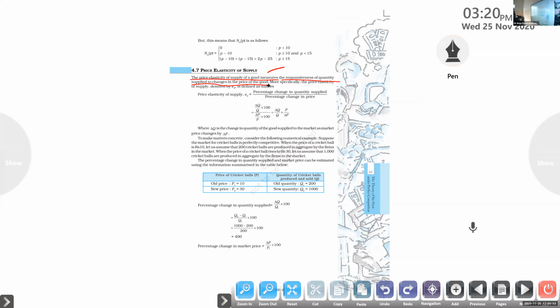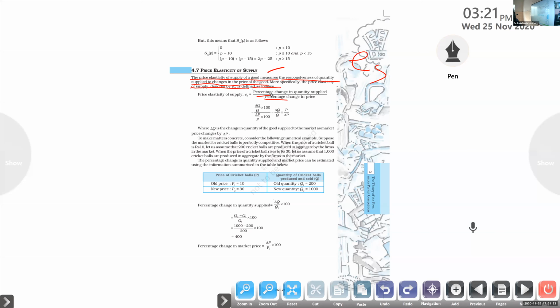More specifically, the price elasticity of supply, denoted by ES, elasticity of supply, is defined as follows: price elasticity of supply is equal to the percentage change in the quantity supplied divided by the percentage change in the price of the commodity in the market. Here, the thing you want to understand is that it's a percentage change, not the real numbers, right?